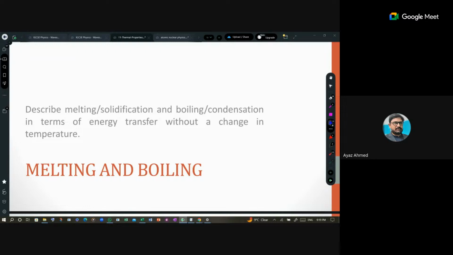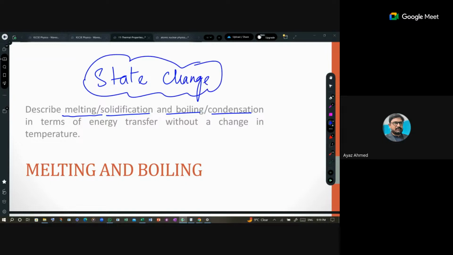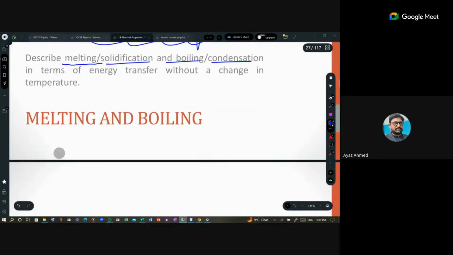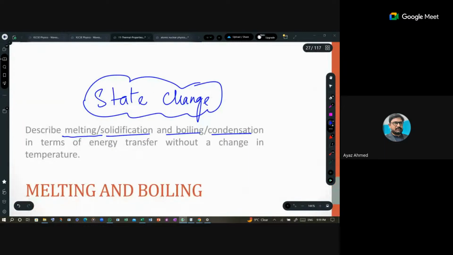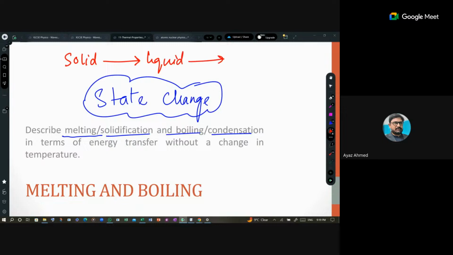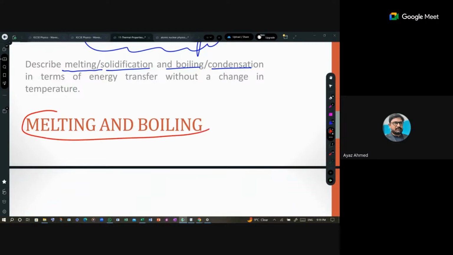So actually, the topic we are going to discuss today is melting and solidification, boiling and condensation, means state change. Actually, the name of the topic is state change. So when we talk about what state change means, a substance is either solid. If it is solid, it converts itself to liquid by the amount of energy absorbed. Then from liquid, it can be converted to a gas, or vice versa. So this is basically called state change. So first is melting and boiling. These are two state changes.